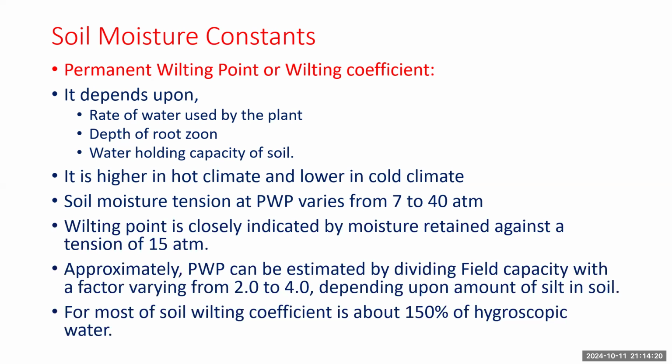For most soils, the wilting coefficient is about 150% of hygroscopic water. Hygroscopic water is the minimum moisture content which is absorbed by an oven-dry soil sample from the atmosphere. So 150% of that is the wilting coefficient. That is a thumb rule to find the wilting coefficient if we know the hygroscopic water.